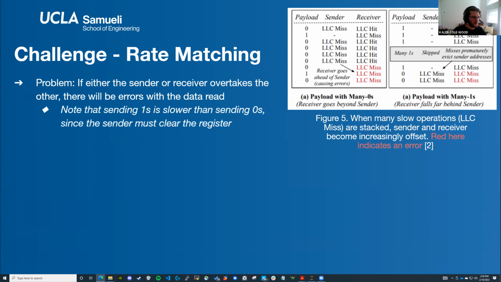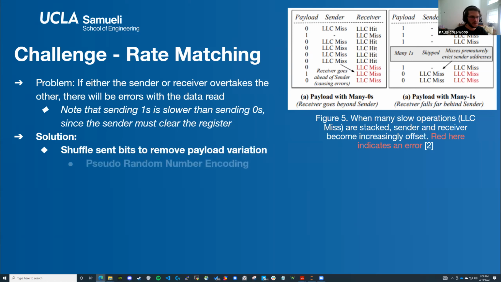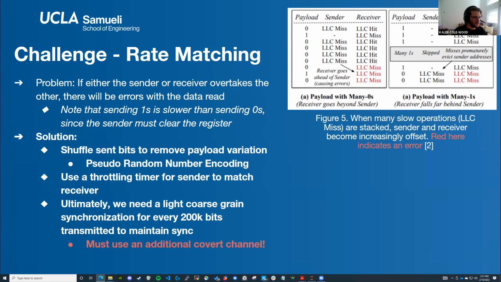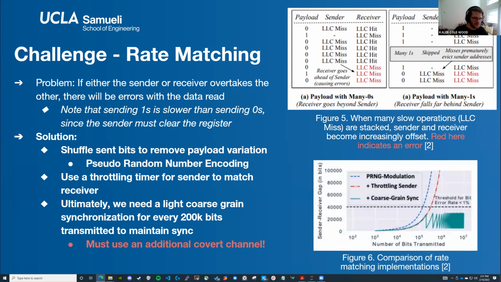So in order to tackle this problem, the authors of Streamline proposed to shuffle the sent bits in order to remove payload variation, and that would use a pseudo-random number encoding. After this did not work as well as they had hoped, they decided to use a throttling timer to better match the sender and receiver rates while accounting for the variations between sending a 0 and 1. But ultimately, they needed a light coarse grain synchronization because they weren't able to keep the bit error rate under the 1% threshold that we discussed earlier.